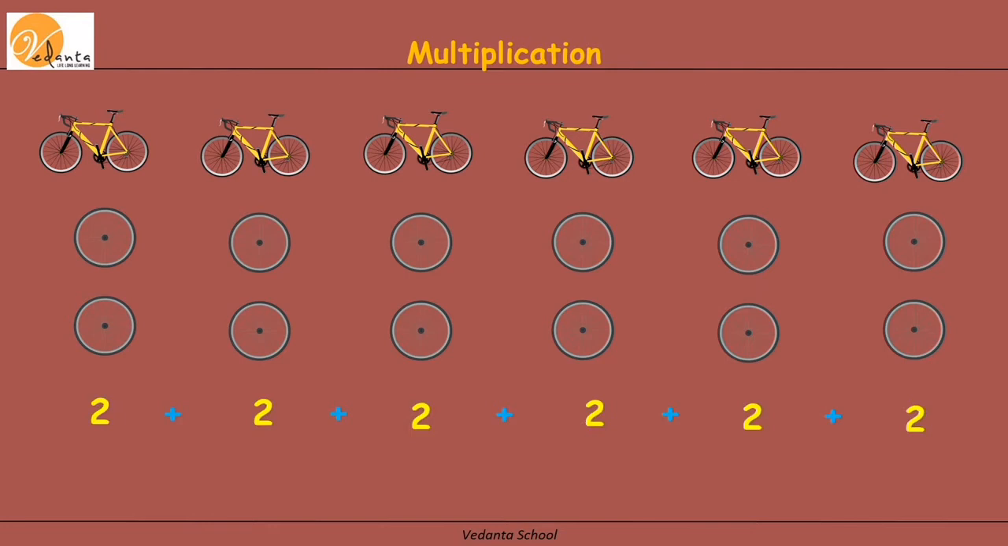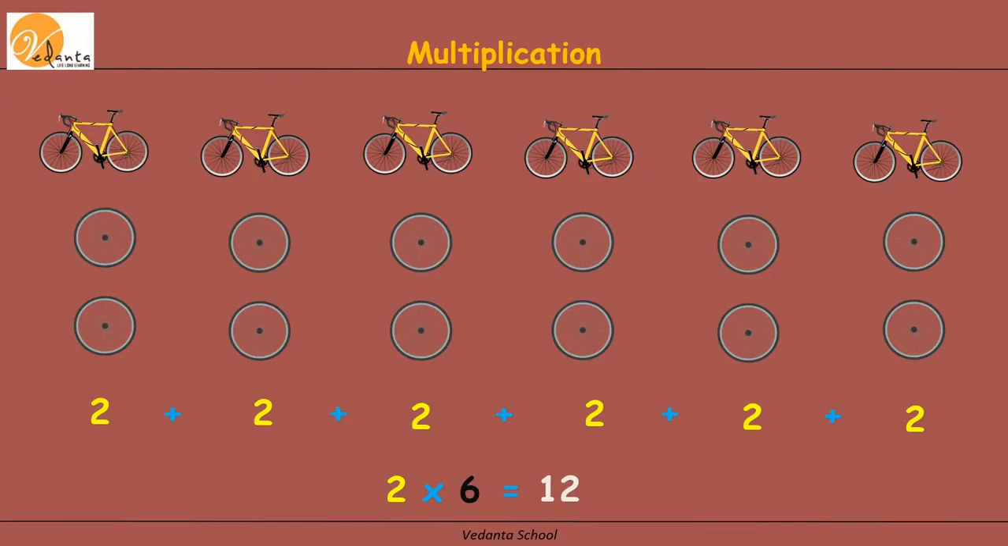So repeatedly we are adding the same number. Remember kids, only when the same number is being added again and again you can use multiplication. So then you will think, how many times is 2 being added? 6 times. So 2 6's are, yes, 12. So there are a total of 12 wheels for these 6 cycles.